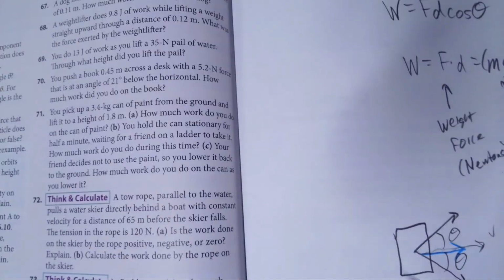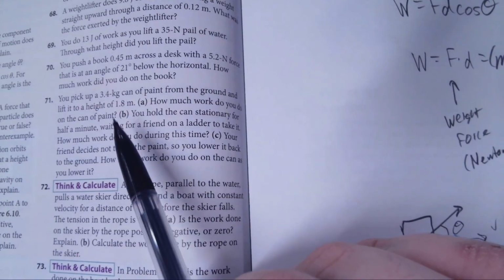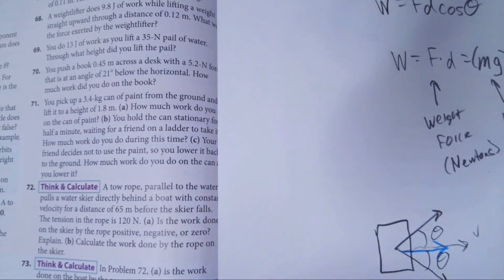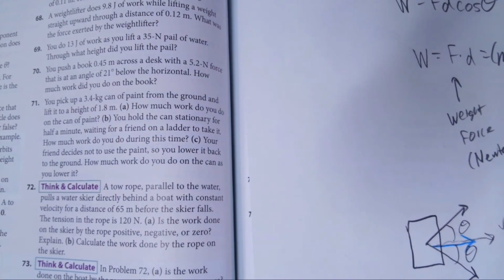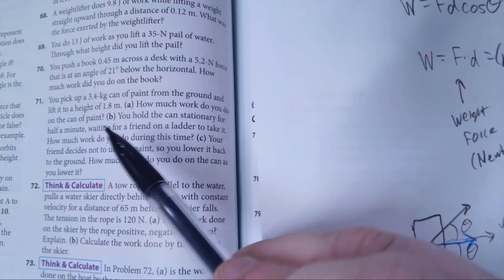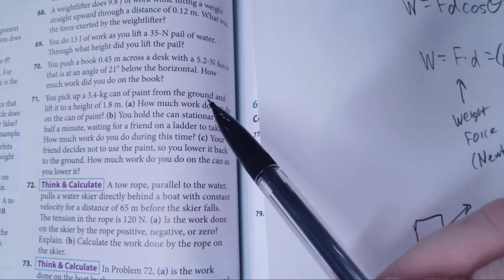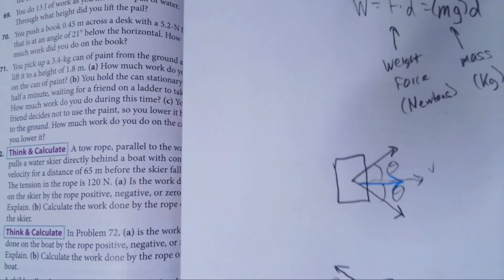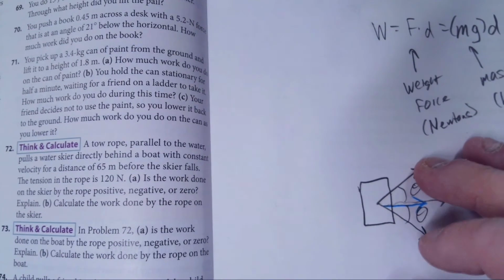Last thing I want to mention here is 71. You're having to calculate the work, and so it says you pick up a 3.4 kilogram can of paint from the ground and lift it to a height of 1.8 meters. So once again, you'd have mass times 9.81 times 1.8, and you get work. And how much work do you do on the can of paint? So we have to make sure we're calculating whether or not it's positive, negative, or zero.